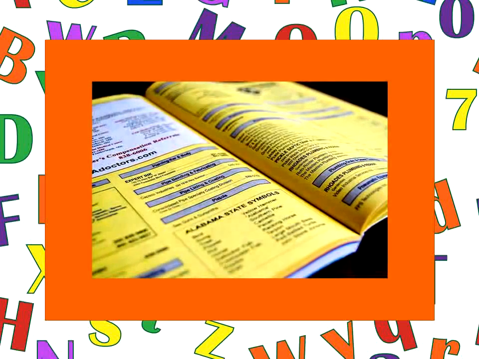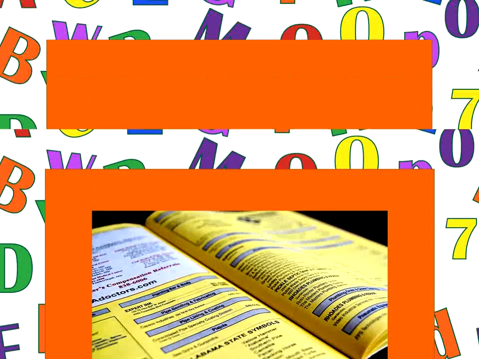Another use of the alphabetical order is in the directory or yellow pages. The words and names in these are arranged in alphabetical order. So when you are looking for a name in particular, you have to follow the alphabetical order to find it.